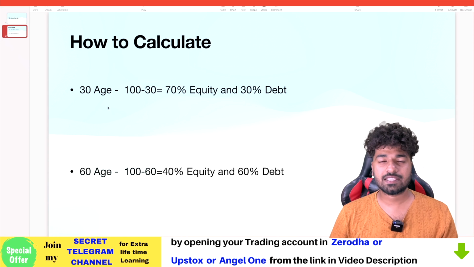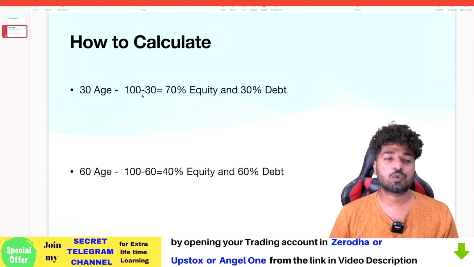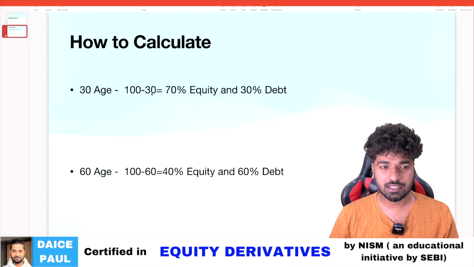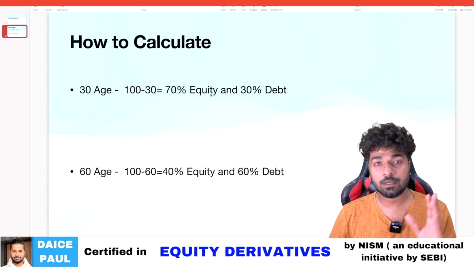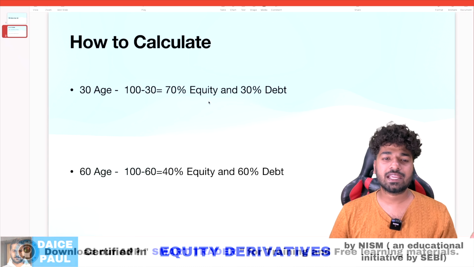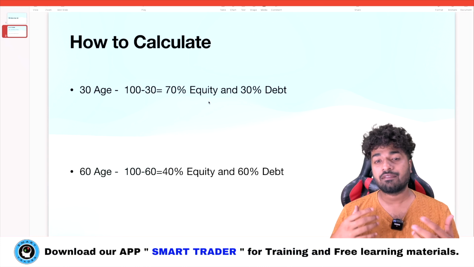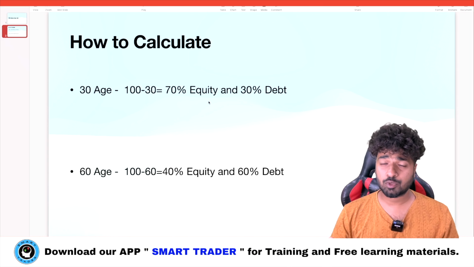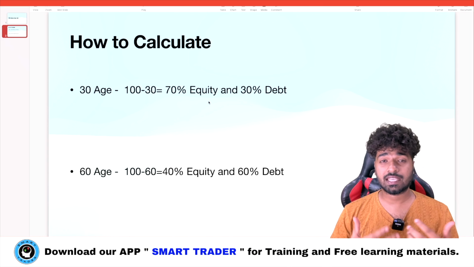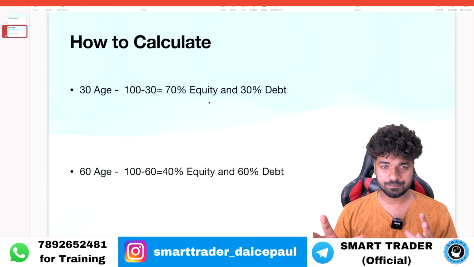So for example, let's say you're at the age of 30. Then in this example, what we will do is we will minus 100 minus 30. So the answer is 70. So we will consider 70% to equity and the remaining 30% we will consider to debt. Now when I say equity, it can be stocks, it can be equity mutual funds and all that. And when I say debt, it can be debt mutual funds, or it can be bonds, it can be fixed deposit or any of that, whichever is a little bit safer.